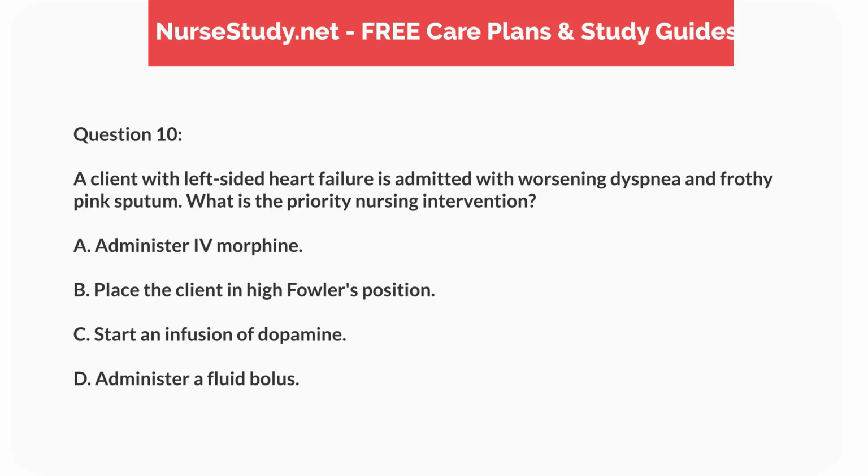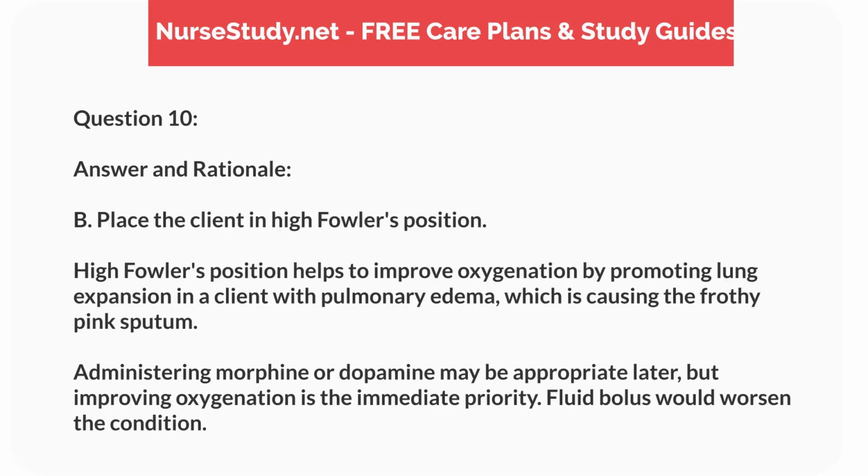Question 10. A client with left-sided heart failure is admitted with worsening dyspnea and frothy pink sputum. What is the priority nursing intervention? A. Administer IV morphine. B. Place the client in high Fowler's position. C. Start an infusion of dopamine. D. Administer fluid bolus.